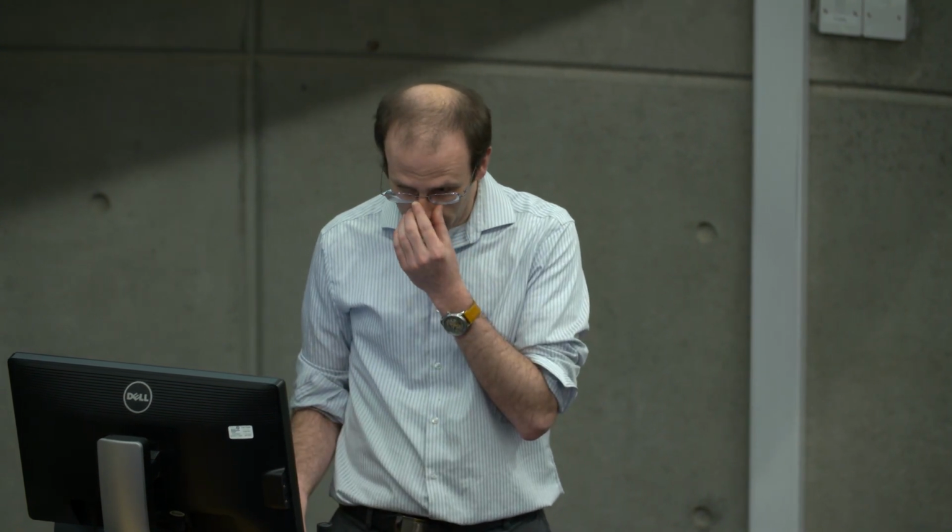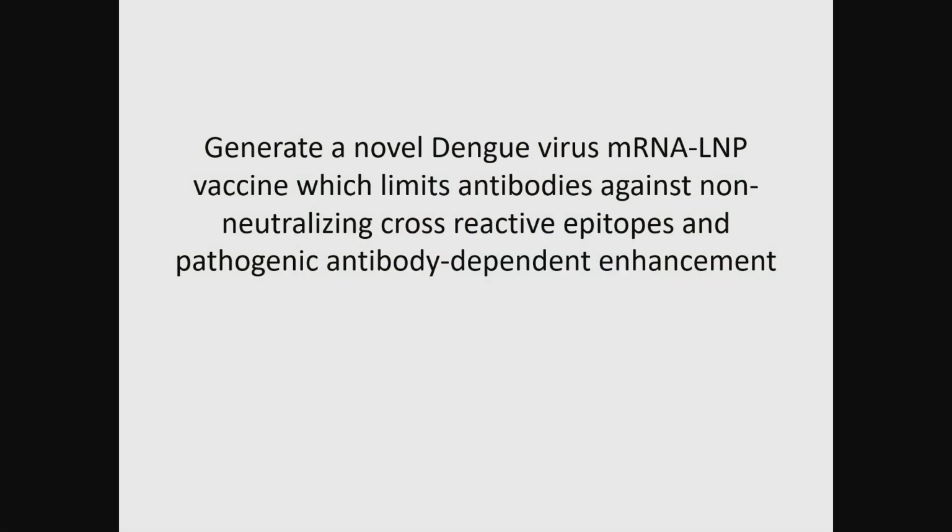So the vaccines that we develop against dengue and flaviviruses in general must elicit a balanced neutralizing response against all serotypes, and they cannot lead to any enhancement phenomenon. So we're proposing to use a novel strategy, the strategy that we just talked about before. This is the mRNA-LNP strategy, and really we want to limit the antibodies against the non-neutralizing cross-reactive epitopes, which lead to antibody-dependent enhancement.